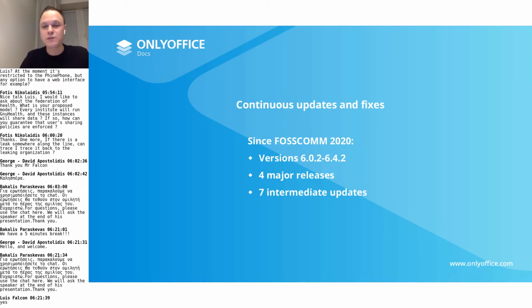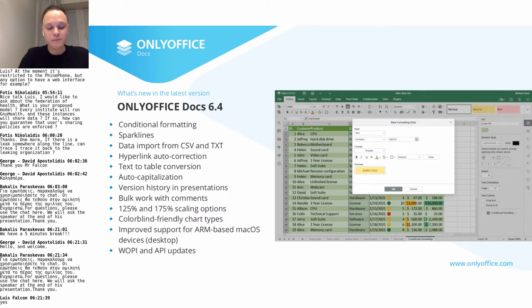So since the last FOSDEM, we released 4 major updates, the last one being 6.4, 6.4.2 actually already, and multiple smaller versions in between. Version 6.4 brought support for the WOPI protocol, full work with conditional formatting in spreadsheets, new scaling options, colorblind-friendly chart types, version history in presentations, and many other tools. So you can see this little list on the screen.